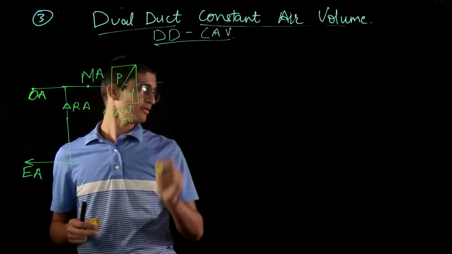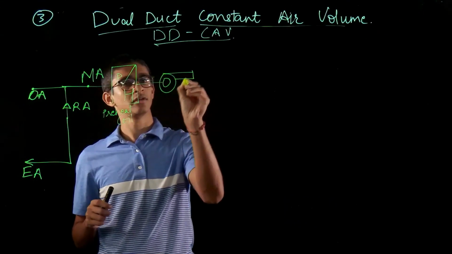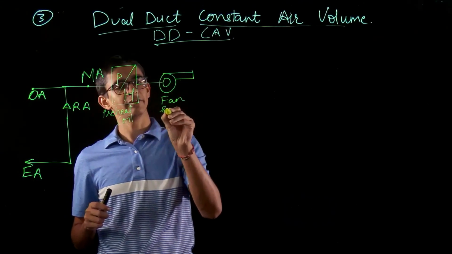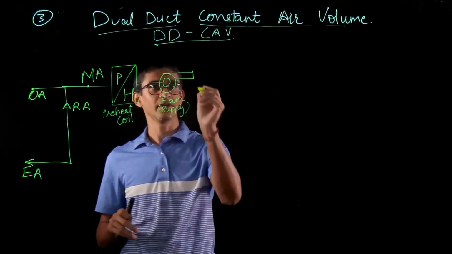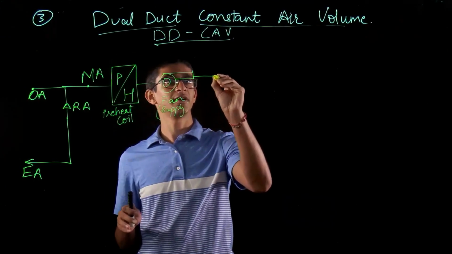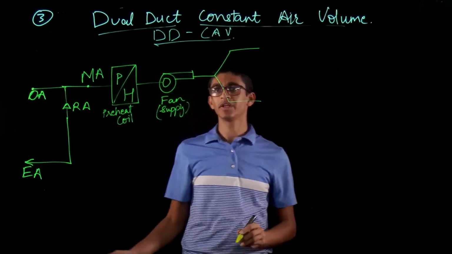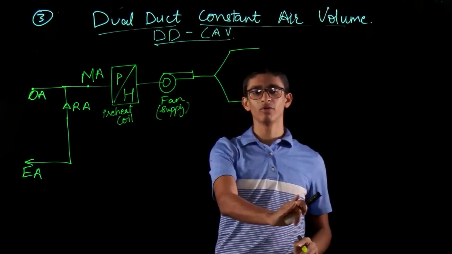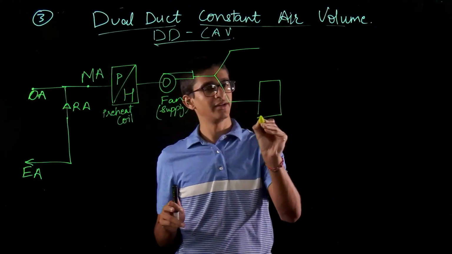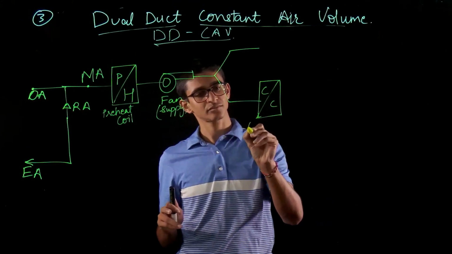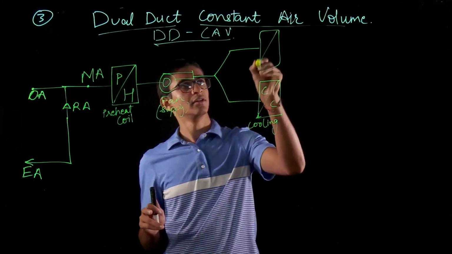After the preheat coil, we have a fan which is called the supply fan, because we can have a separate return fan also. From the supply fan, there are two separate ducts, and that's the reason it is called dual duct. Earlier we had a single duct supplying air to my zones. Over here we have two separate ducts. The first will be handling the cooling coil. The second will have a heating coil.